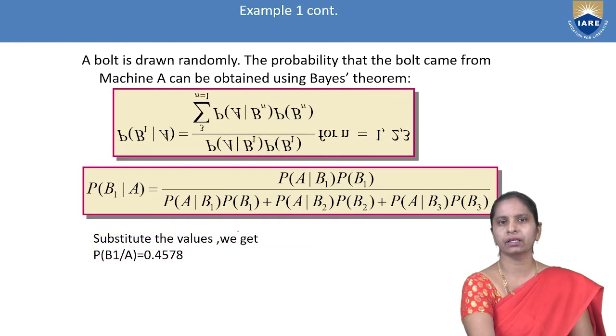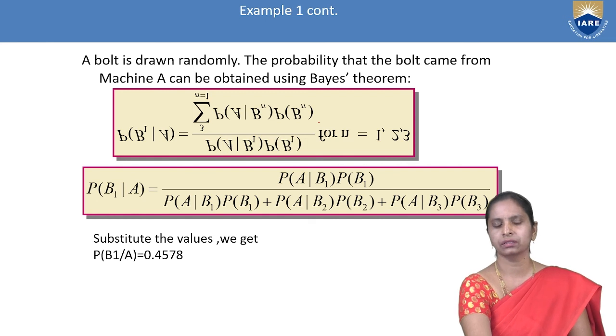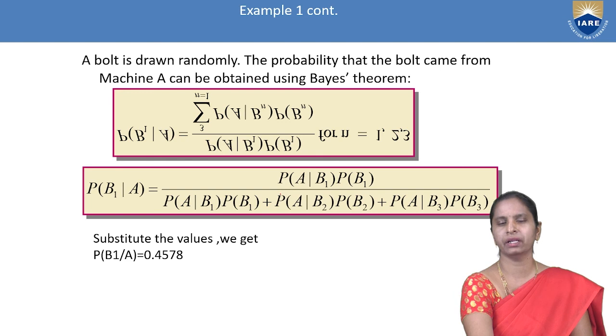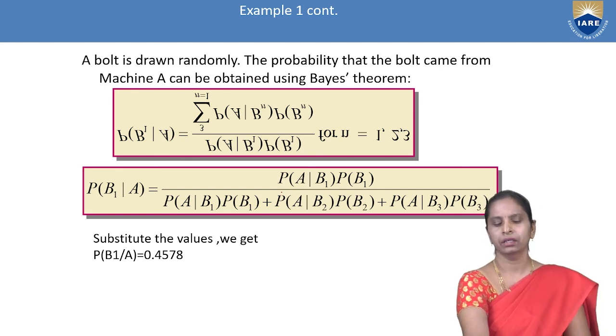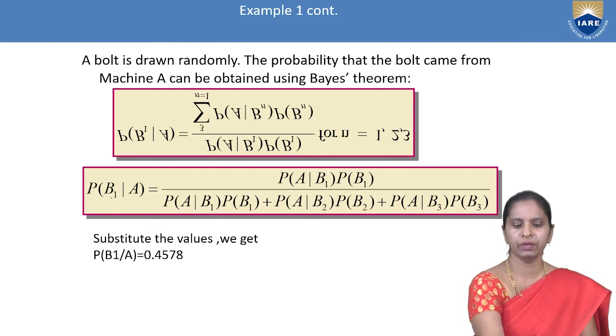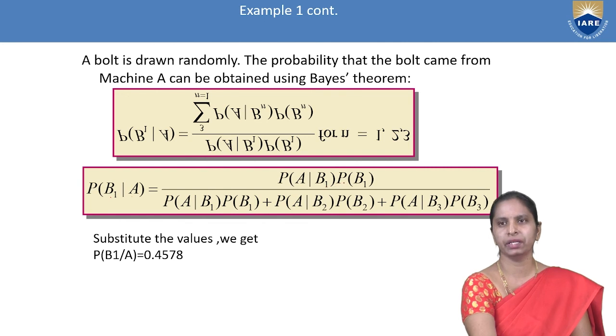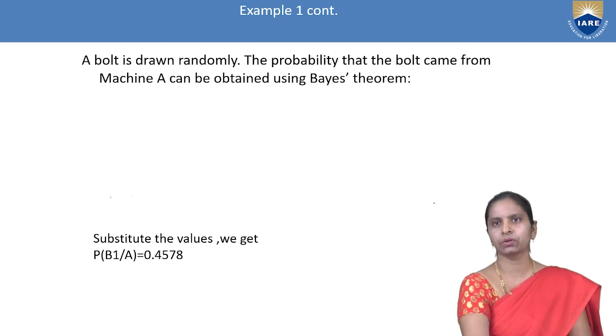Now what do I have to calculate? I have to calculate the probability that the bolt came from mission A. First I am calculating for mission A. Similarly I can calculate the probability for mission B and mission C. Then the probability for mission A is P of B1 by A, which using Bayes theorem is P of A by B1 into P of B1 divided by P of A by B1 into P of B1 plus P of A by B2 into P of B2 plus P of A by B3 into P of B3. It means I have to apply Bayes theorem.